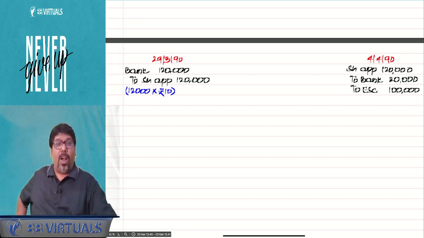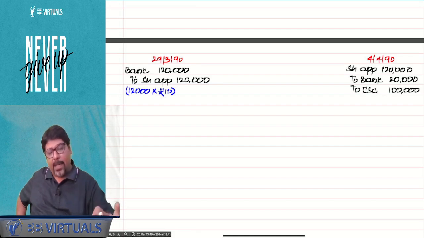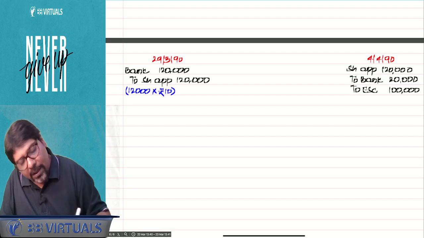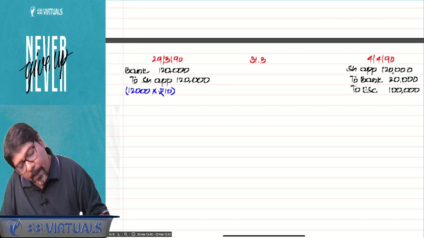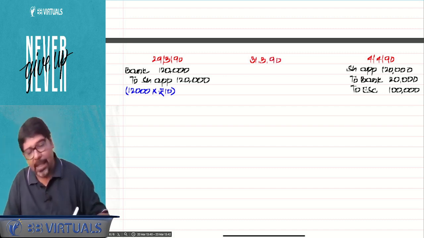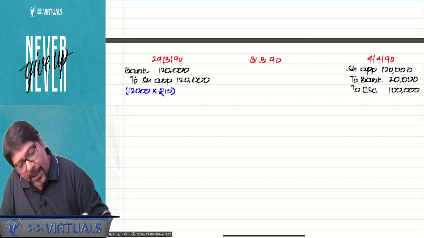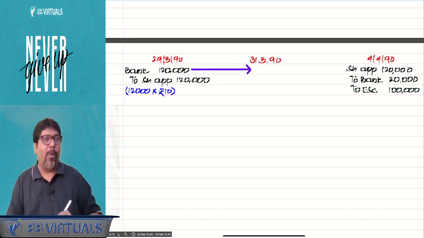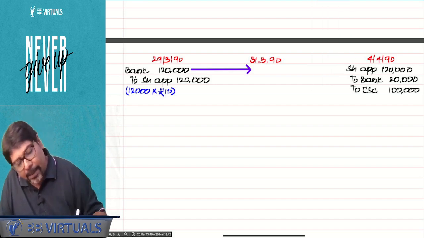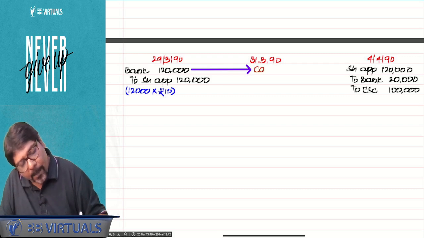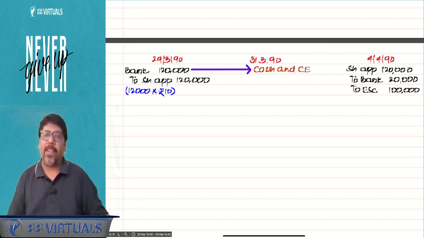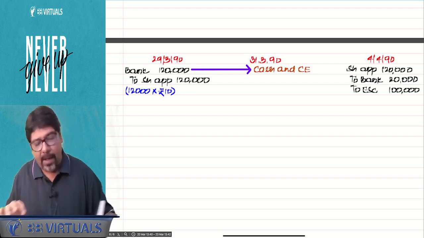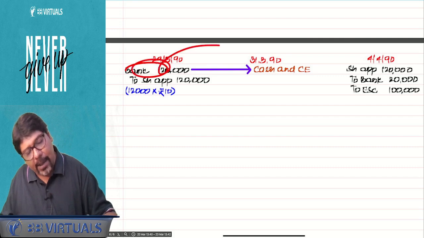You understood? Yes or no? Yes, sir. 29th March 1990 bank to share application. Share application to bank to equity share capital. Correct. Now, chartered, tell me on 31st of March, when I'm preparing the balance sheet, this 1,20,000 will go where? This will go in cash and cash equivalent, that is cash and bank. The bank figure 1,20,000 will go in cash and cash equivalent.